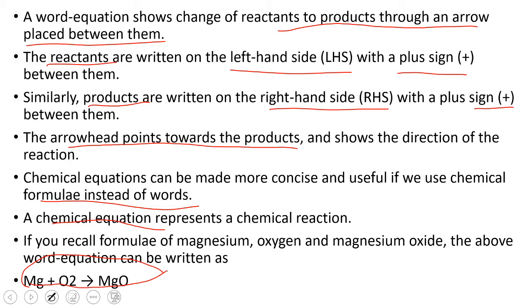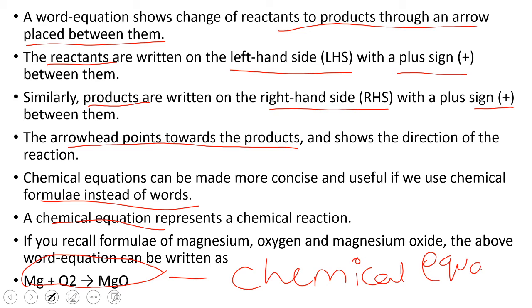Magnesium reacts with oxygen to give rise to magnesium oxide. So this is called a chemical equation. What do you mean by a chemical equation? A chemical reaction that is expressed with the help of symbols is termed a chemical equation. Right. Now let's discuss what is the use of writing the chemical reaction with the help of symbols. Is there any use? We'll discuss that.